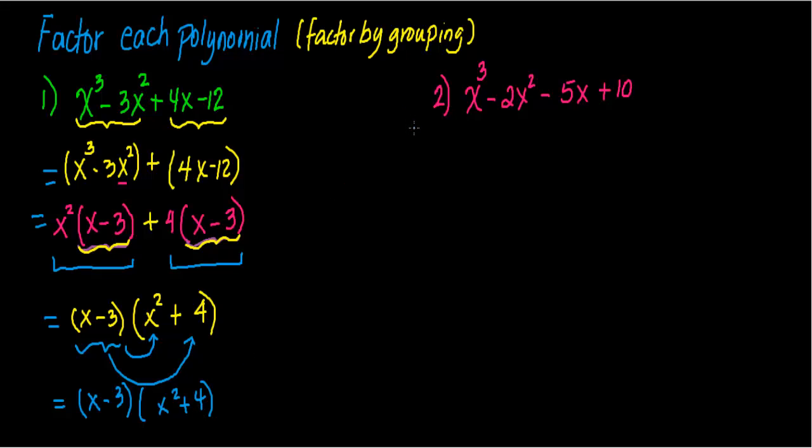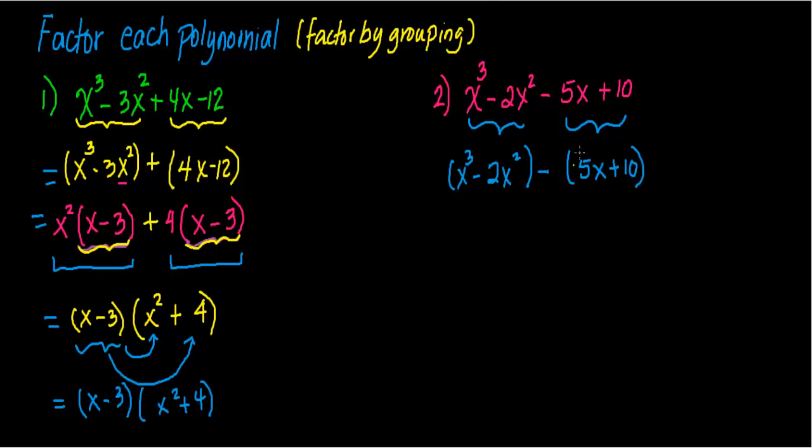For our second example, again, let's do grouping, but this one is a little bit more complicated and you will see why. When I take my first two terms and my last two terms, I make my groups: x cubed minus 2x squared, and then I have this minus sign here, minus 5x plus 10. And here's where I'll have problems. And this is the problem I'll have.